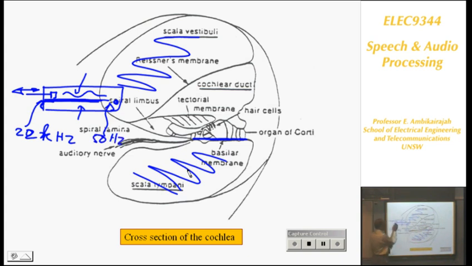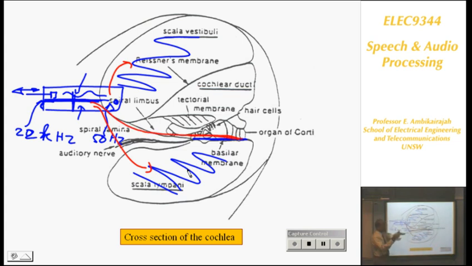So imagine if these are frequency sensitive membranes, and if this piston is moving at 1 kilohertz, you will find somewhere there, this will give you a peak. So let me explain that. So this part is here, and this part is here, and this membrane is what I drew here.